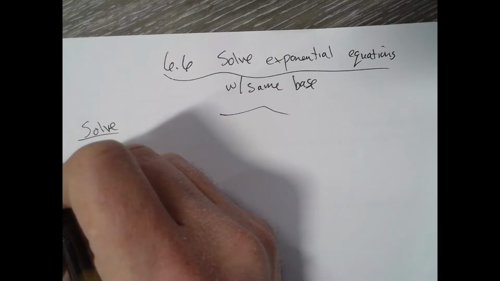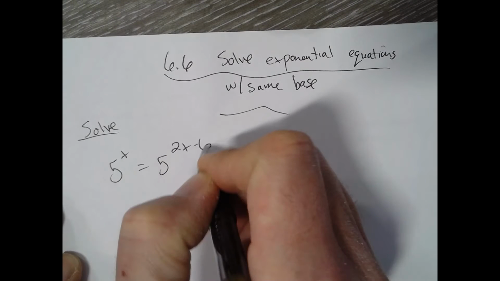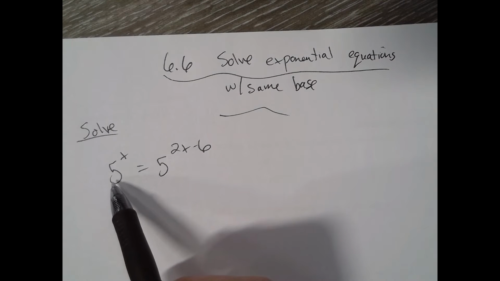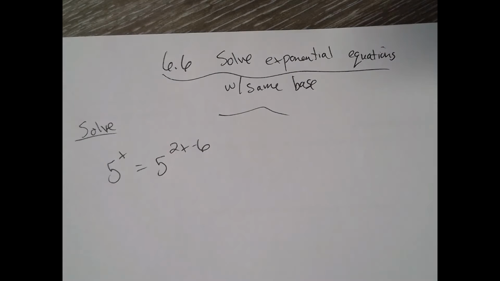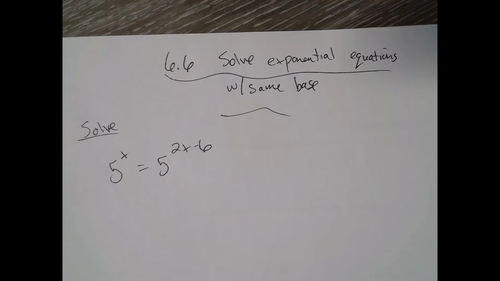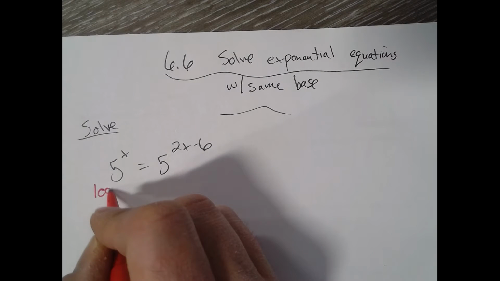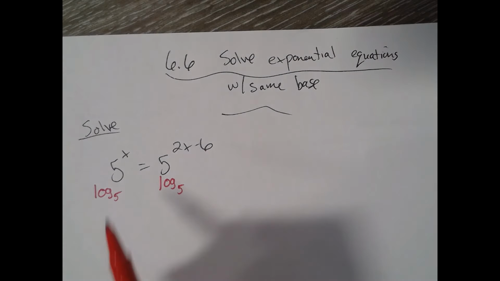First example, 5 to the x equals 5 to the 2x minus 6. I know it's an exponential because I have a base that's a number and a variable that is an exponent. So it's an exponential equation, and they have the same base. So I could do a log base 5 of each side, and it undoes a 5 to the power on each side. If I do log base 5, that will get rid of these 5s.